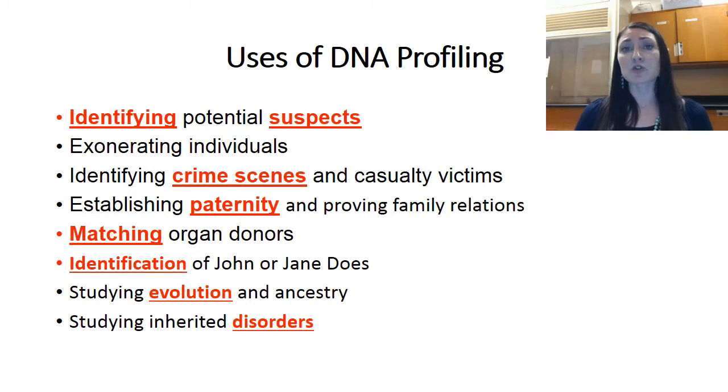You would use it to match organ donors. You can't just donate a kidney to somebody randomly. You have to have some similar matching points in order to be eligible for an organ donor match. We can identify John or Jane Does. So if we get skeletal remains, we can use the DNA from those skeletal remains and compare it to family members who have missing people to try to bring some closure and identify those people. We also use it to study evolution and ancestry as well as studying inherited disorders.